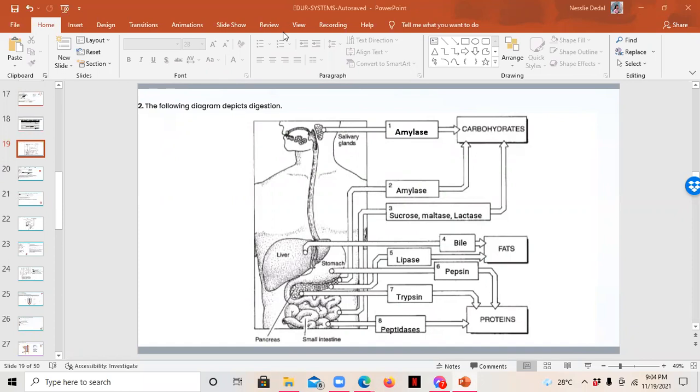Number 2. The following diagram depicts digestion. Number 1, amylase. Number 2, amylase. Number 3, sucrose, maltase, and lactase. Number 4 is bile. And number 5 is lipase. Number 6, pepsin. Number 7, trypsin. Number 8, peptidases.